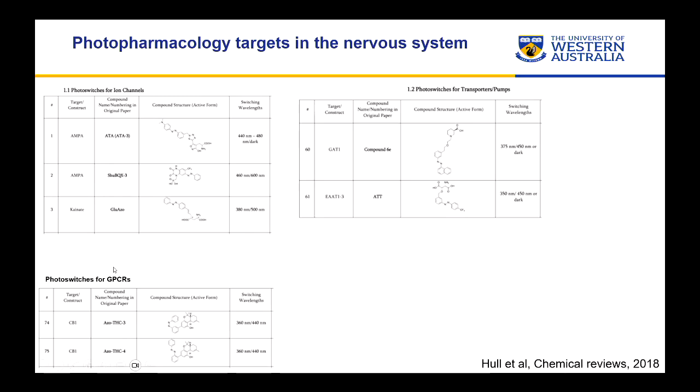But we also have photo switches for GPCRs. For example, when we talked about the CB1 receptor the other day, we can control some of these receptors. But again, don't worry about the names and what they do. It's just to give you an example.